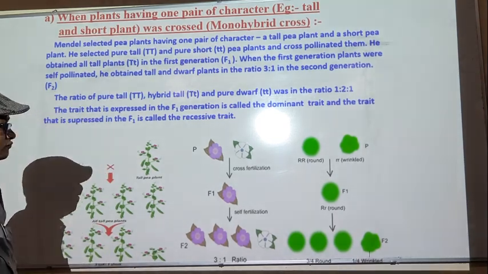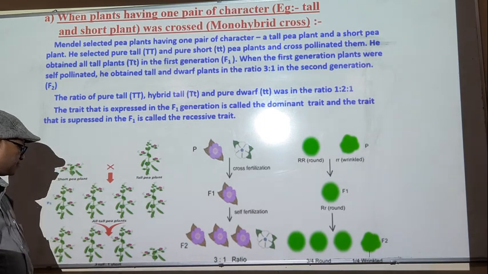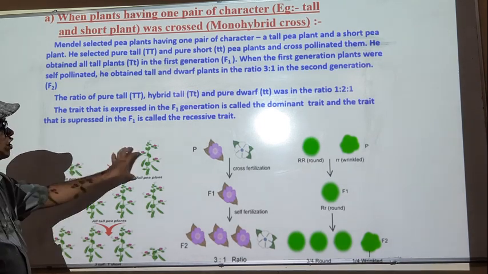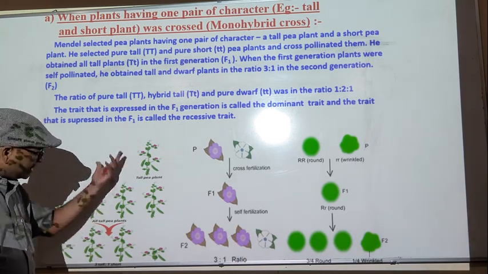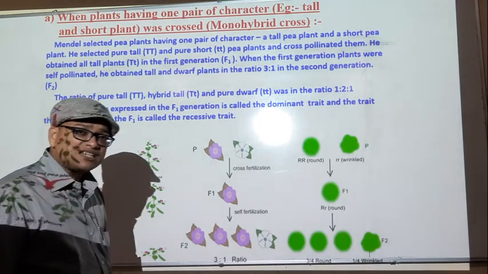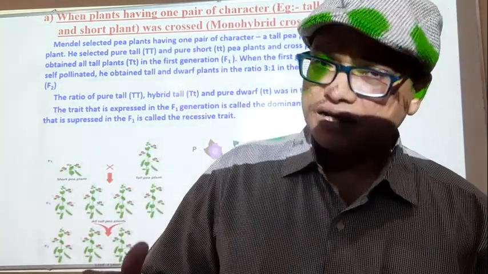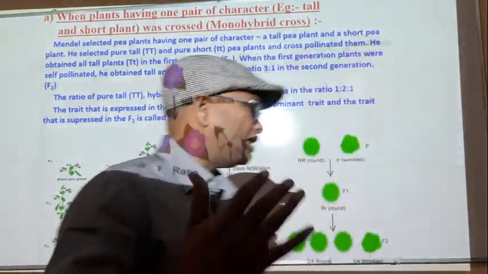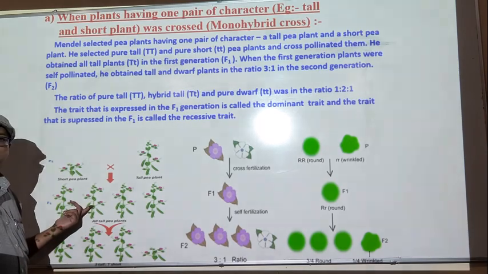How? Here, these are the tall and short plants. When the tall and short plants are crossed together, then in the F1 generation, what is the F1 generation? The first filial generation. By filial we mean related to son, related to offspring. So in the F1 generation, all the plants were tall plants.